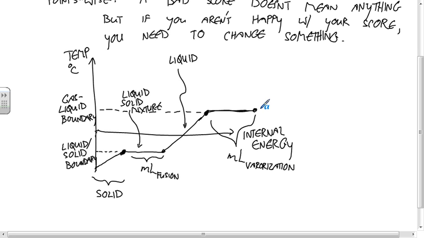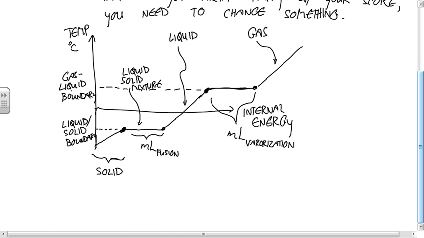And then as you add more energy to it, you just get all gas and its temperature is increasing. And I started off by doing a calorimetry problem without phase change.